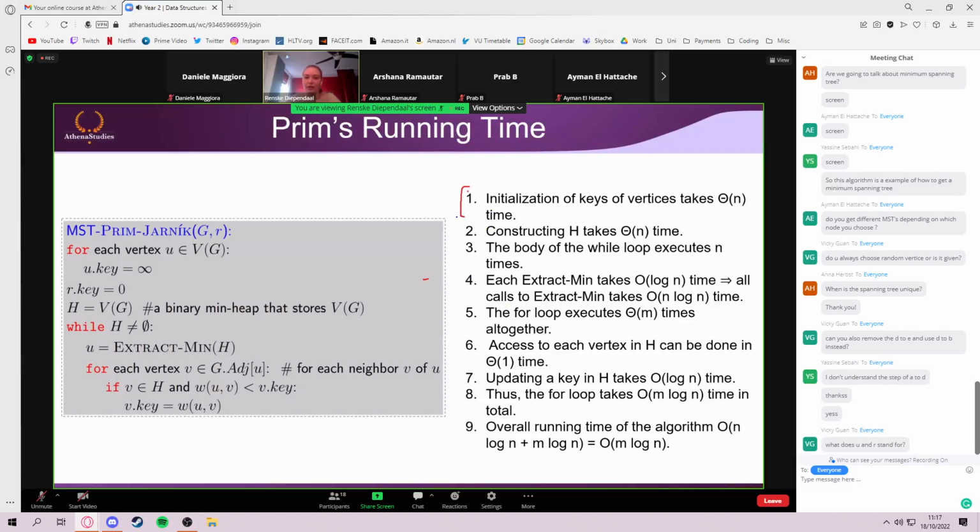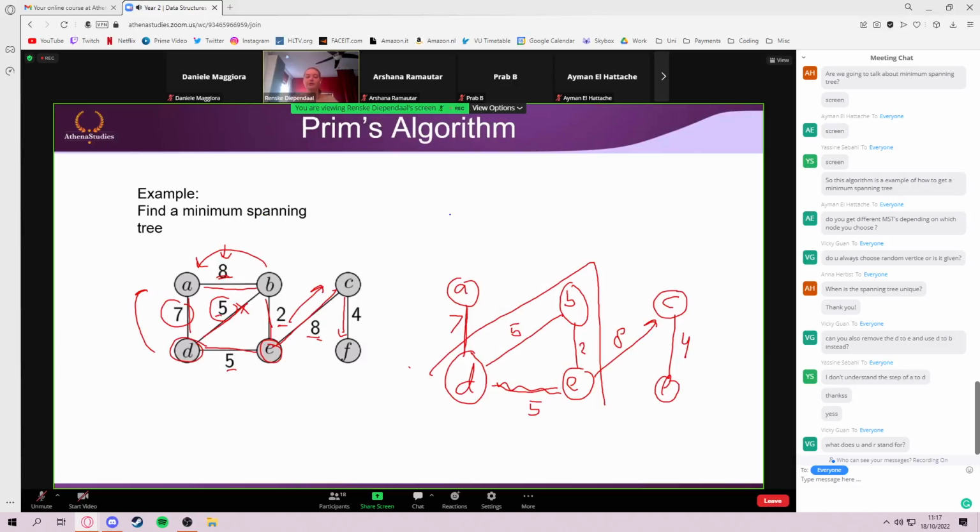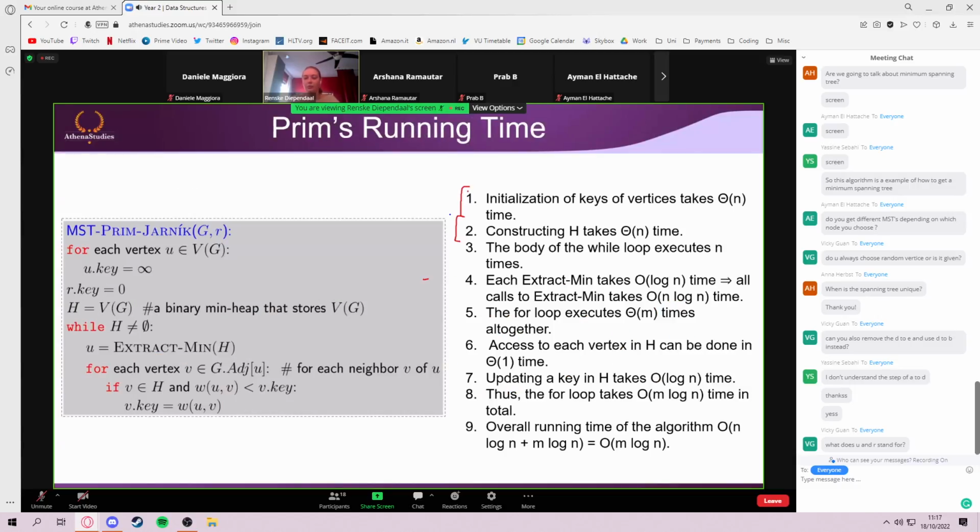So we need to construct, like what we did before, right? We need to find the minimum edge. So what we do, we have a binary heap that stores this, and we need to make this so that we can easily find the next edge that we need to do. So to construct this binary heap, we take n time. Then the body of the while loop executes n times. So this is pretty much for each vertex we do something.